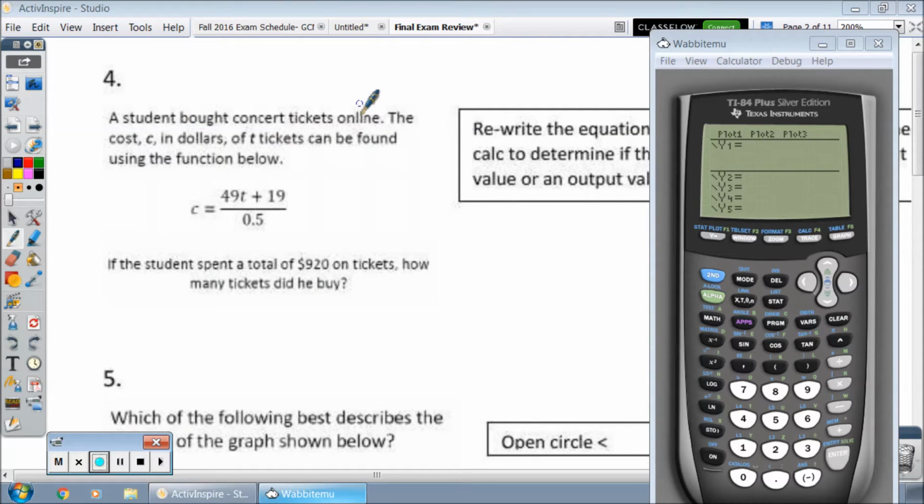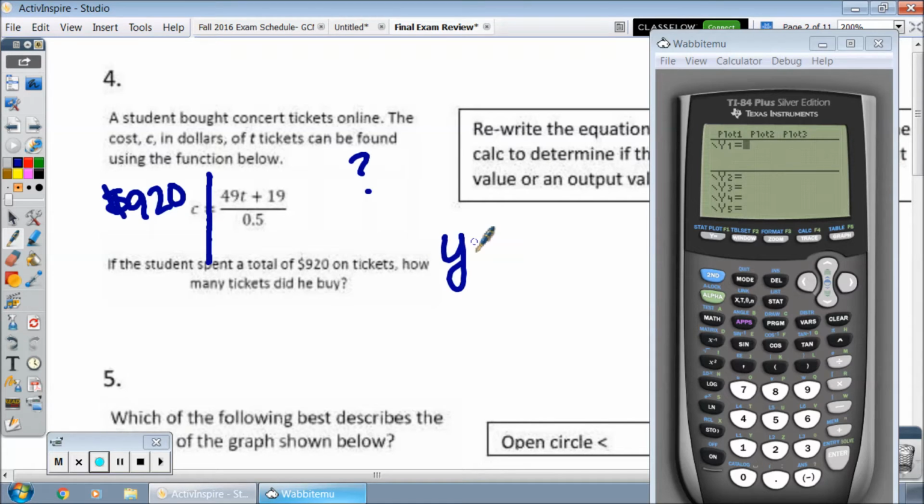Question 4, a student bought concert tickets online. The cost is C, and T is for tickets. The question is asking if the student spent $920 on tickets. So $920 is going to be on this side of the equal sign. That is your cost. They're asking how many tickets over here on the other side did they buy. Well, instead of writing it in terms of C and T, I'm going to write it in terms of X and Y.